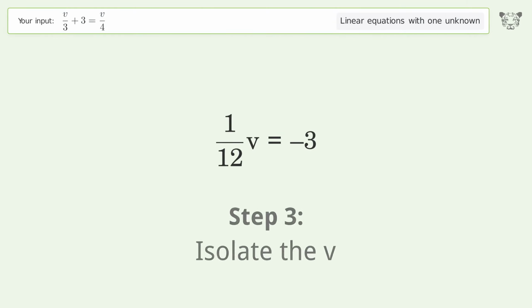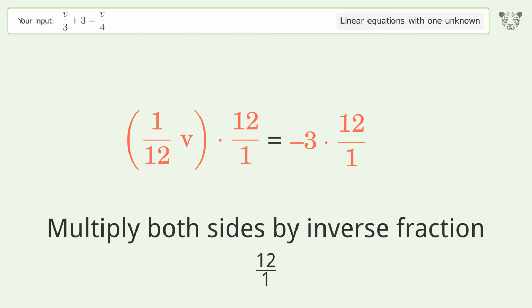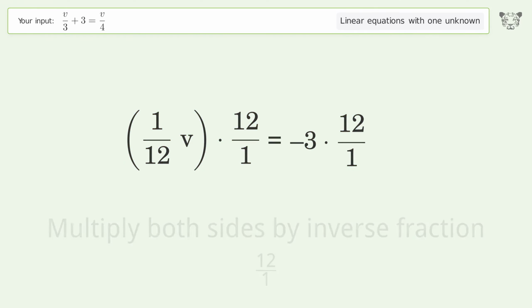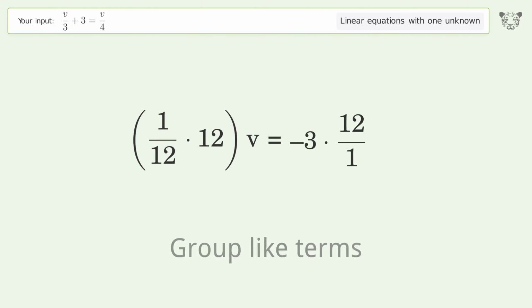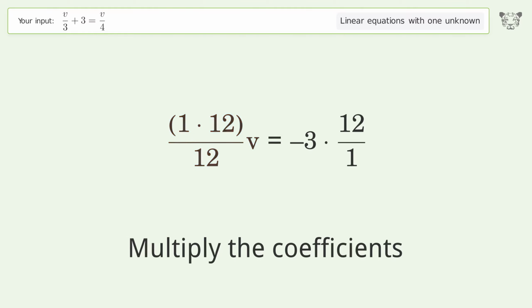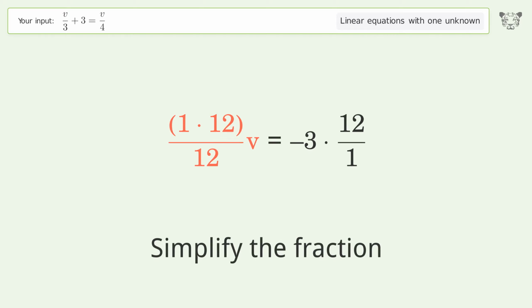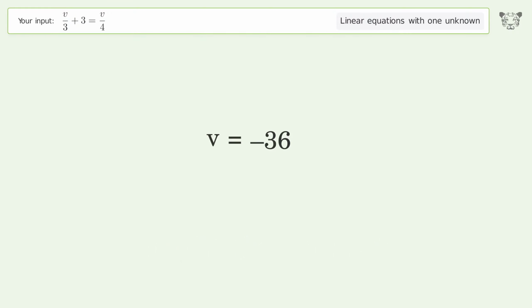Isolate the v. Multiply both sides by the inverse fraction 12/1. Group like terms. Multiply the coefficients. Simplify the fraction. Simplify the arithmetic. And so the final result is v equals -36.